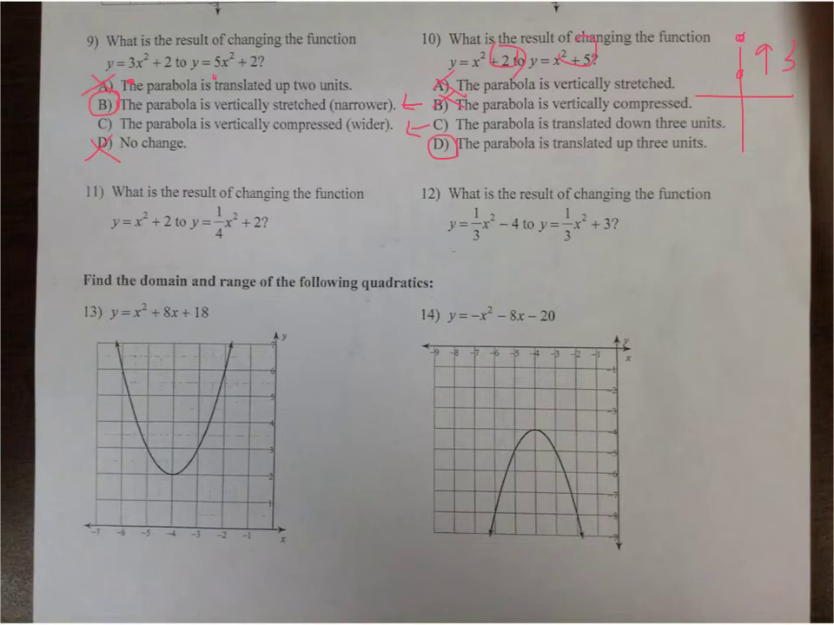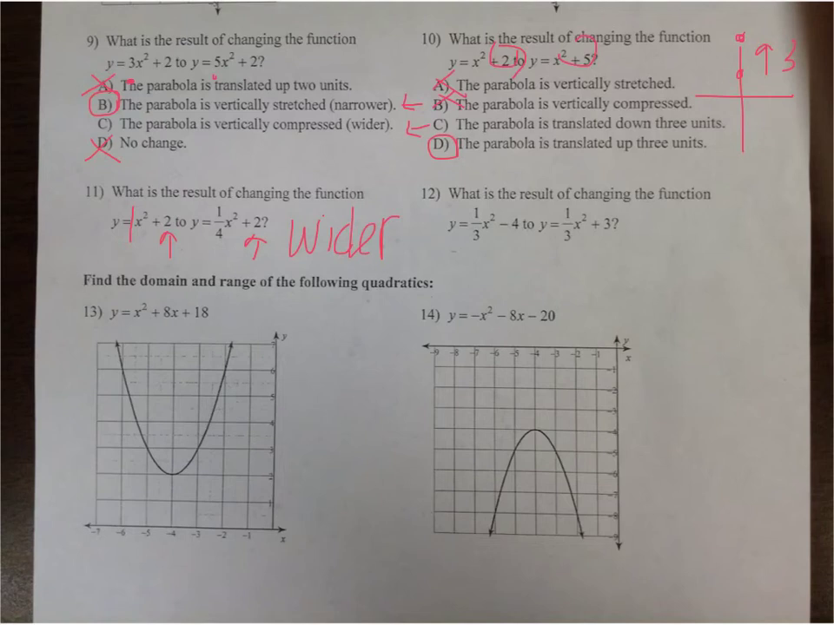Number 11, what is the result of changing the function y equals x squared plus 2 to y equals 1/4 x squared plus 2? Again, my c stayed the same, so that did not change. It did not move up or down on my y-axis, but it did go from a 1 as my a to a 1/4. It got smaller, meaning it's less than 1, meaning there's less pressure being put on that parabola, so it's going to get wider. So this one would be a wider parabola.